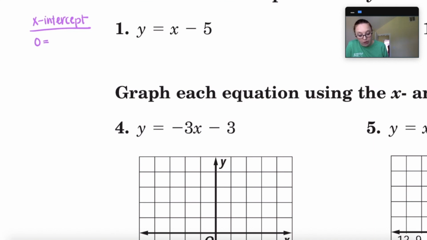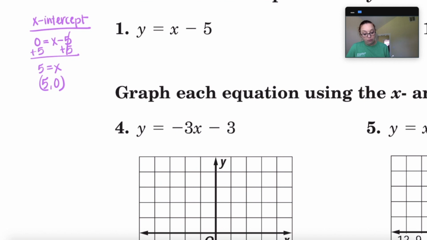I'm going to write 0 equals x minus 5. And why am I doing that? Because I'm asking the equation, if you will, if y is 0, what is x? So let's solve this and find out. To solve this, you're going to add 5 on both sides, and 5 is equal to x. So that means my x-intercept is 5. As an ordered pair, that would be the ordered pair (5, 0).